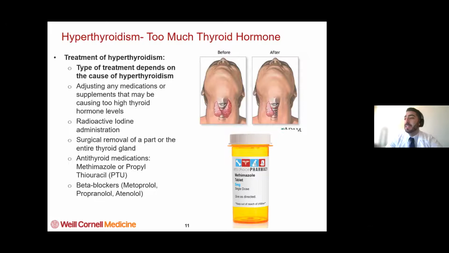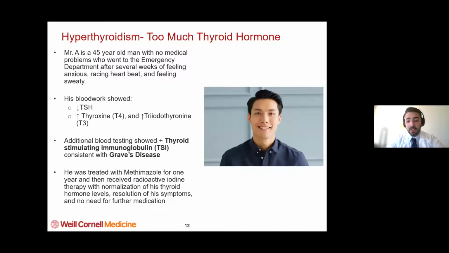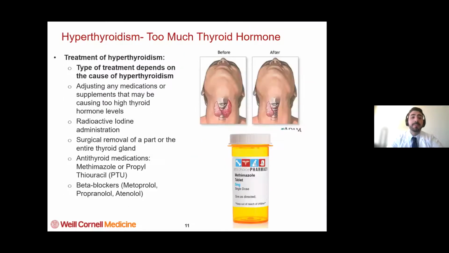And then there's medications. We call them anti-thyroid medications, and they are named methimazole and propylthiouracil, or PTU for short, that work to decrease the amount of hormone the thyroid is producing. We'll also commonly use beta blockers, or medications that work at the heart to decrease the effect of thyroid hormone on the heart. Because we talked about how thyroid hormone can lead to a fast heart rate, we give beta blockers to help decrease the effect of thyroid hormone on the heart. Most commonly used are propranolol and metoprolol.